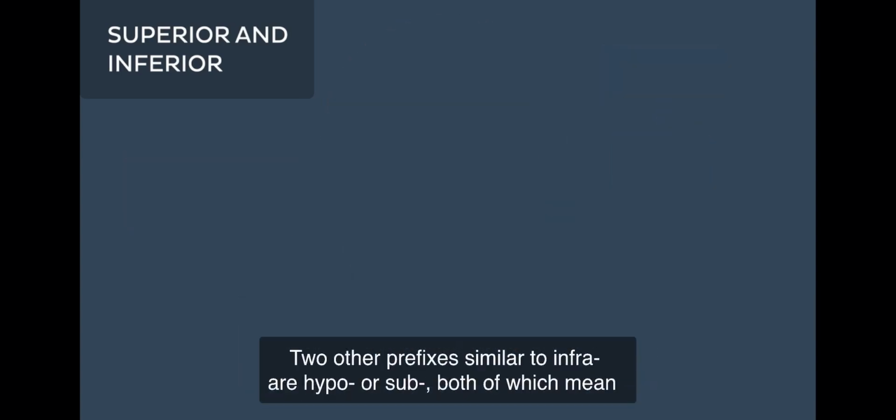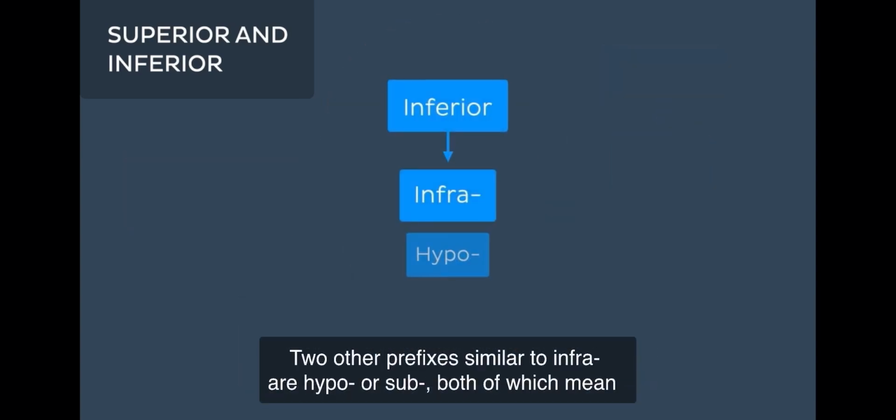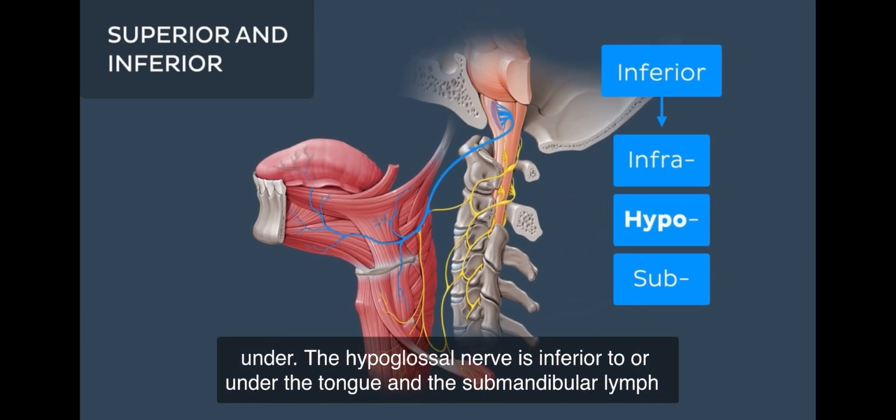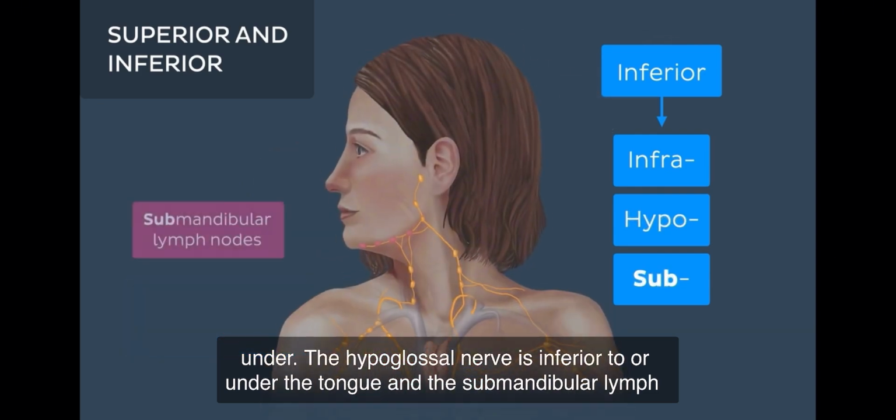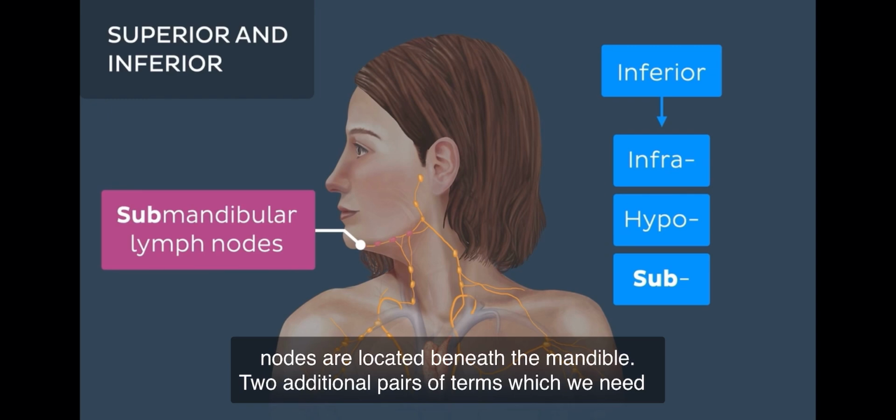Two other prefixes similar to infra are hypo or sub, both of which mean under. The hypoglossal nerve is inferior to or under the tongue, and the submandibular lymph nodes are located beneath the mandible.